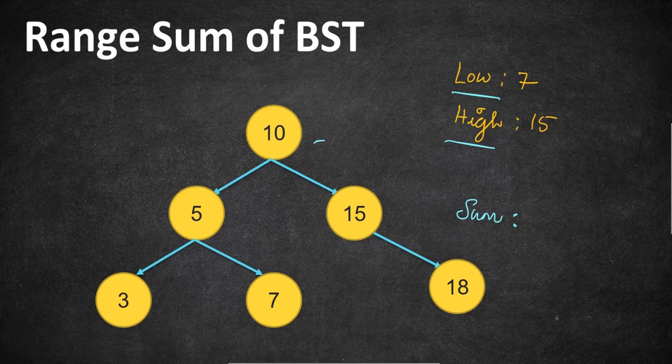The value is 10, which is in the range 7 to 15. So let's add 10, and then the next value is 5, which is not in the range. The other value is 15, which is exactly in the range, so plus 15. Going down, we can see 3, which is not in the range, and then add 7. And finally, we can see 18, which is also not in the range. So the overall sum is going to be 32.